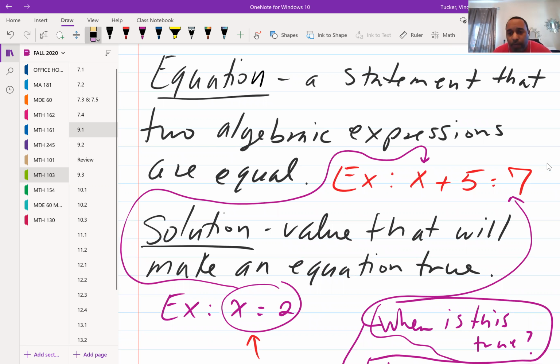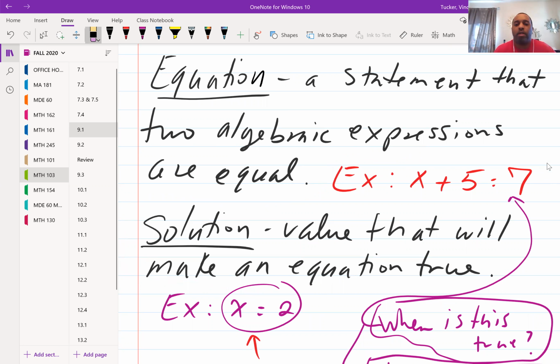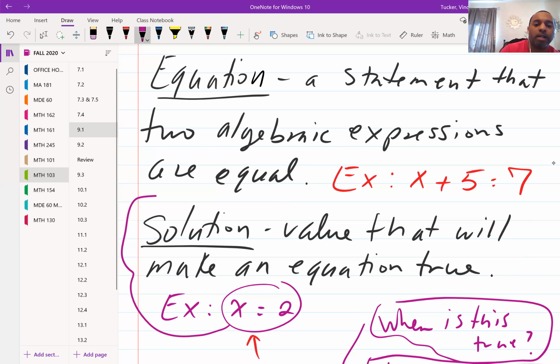Your solution is a value or values that will make an equation true. So x equal 2 would be the solution for this equation. And that's why I had this line going up here, because when I plug in 2, that will create my true statement. 2 plus 5 is equal to 7. So your solution will be a value or values that will make your equation true.